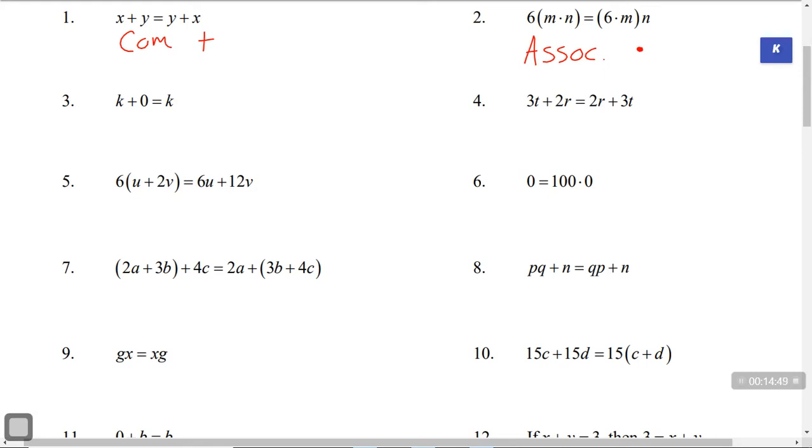Let's look at 3. Well, k plus 0 is k. K did not change its identity. All right, so it's the identity property. And this is technically the identity property of addition, also known as the additive identity.